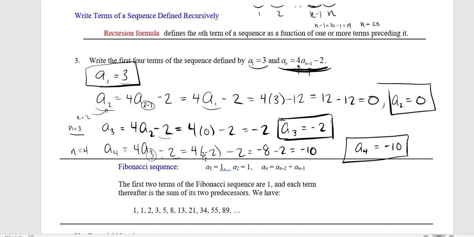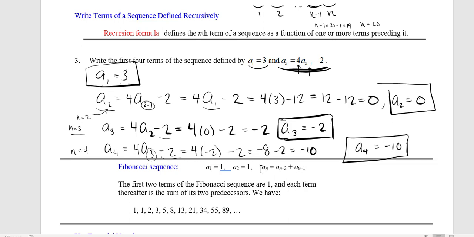Moving on a little bit, a popular sequence is the Fibonacci sequence. You may have heard of this. It defines something called the golden ratio. Pretty interesting topic, but it's a pretty classic one and a simple one that is often represented as a recursive formula. Notice this recursive formula down here, an equals an minus 2 plus an minus 1.